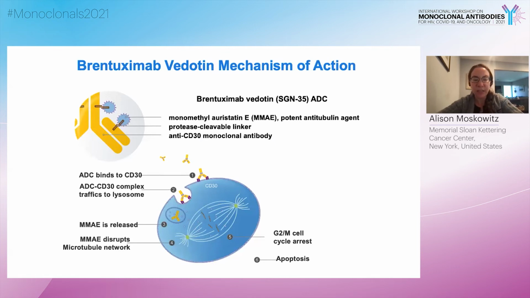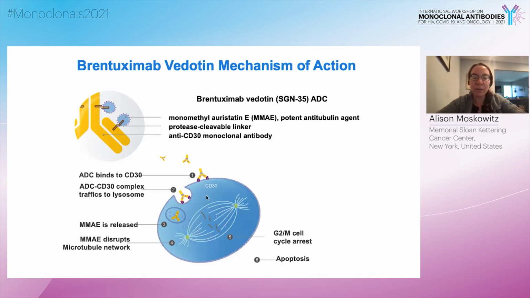And so this is brentuximab, which targets CD30 and is linked to a toxin called MMAE, which is an antitubulin agent. And it's linked through this linker, which is a protease cleavable linker. And the way this works is that this entire complex binds to a cell that expresses CD30. It's brought into the cell through a lysosome, and then within the lysosome, the enzymes there can cleave off the drug, which can then act as an antitubulin agent and result in apoptosis of the target cell.